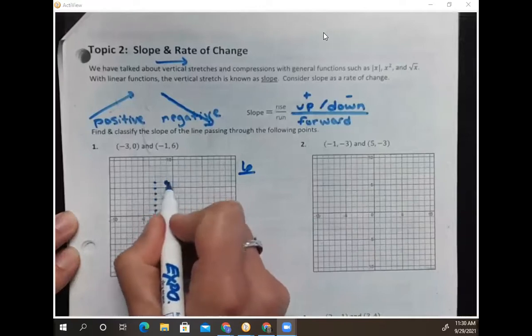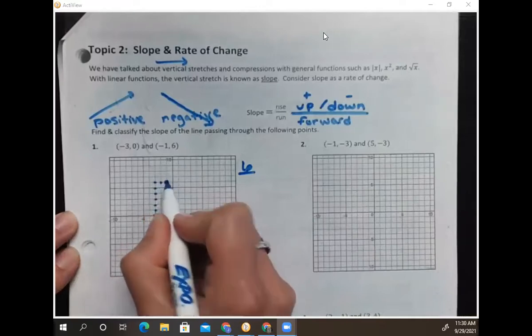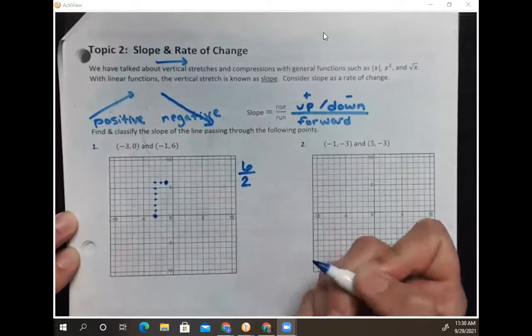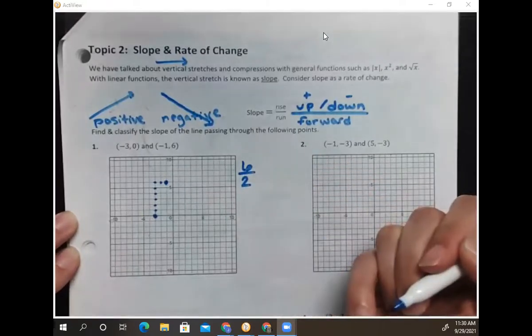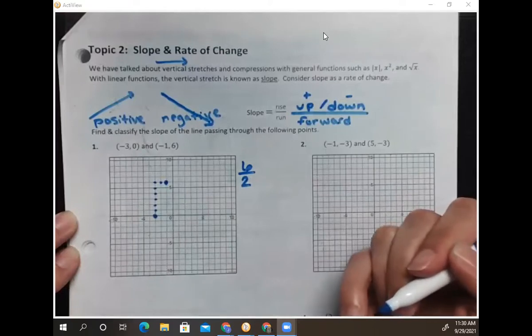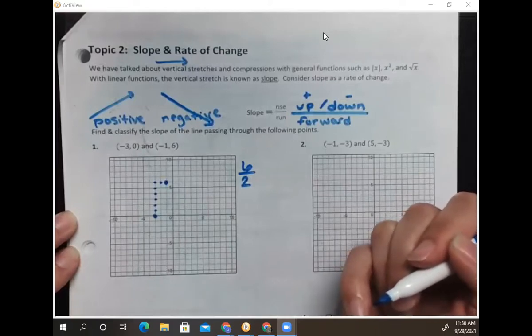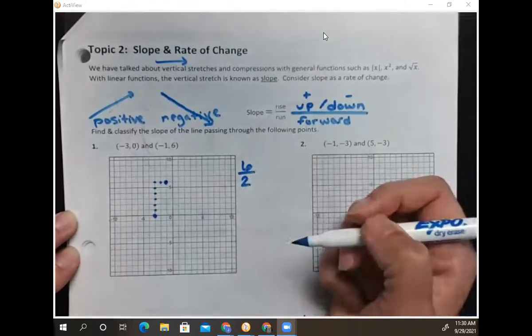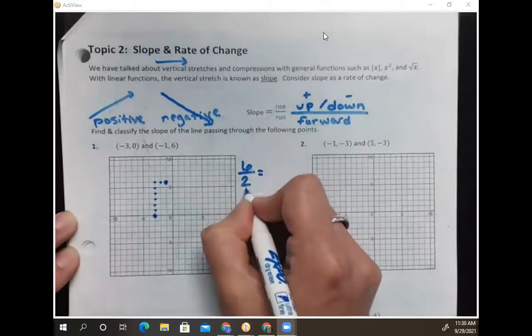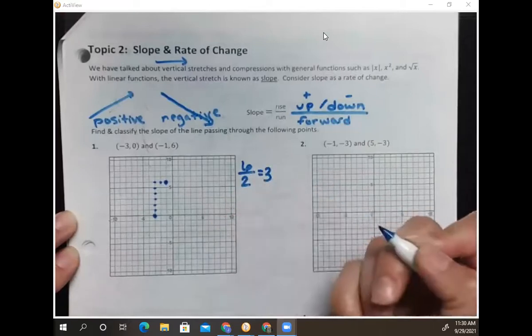And then I need to run or go forward 1, 2. So my rise is 6, my run is 2. I went up 6 and forward 2. Now, anytime you give me slope, I want it reduced as much as possible. 6 over 2 we can reduce. 6 divided by 2 would give me 3.